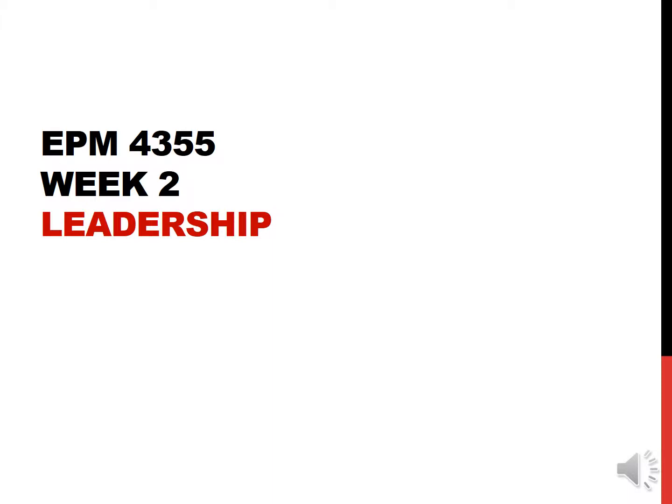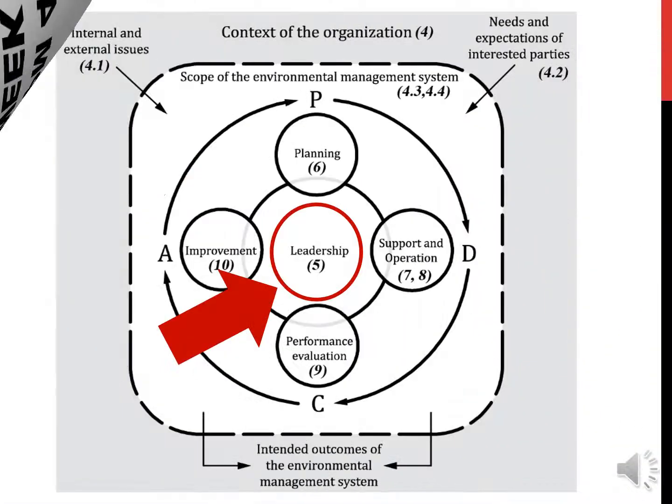This week we're going to talk a little bit about leadership. We go back to our systems diagram, our Plan, Do, Check, Act framework, and the clauses of ISO 14001. Last week we covered some of the issues that help ISO 14001 structure an organization as an open system. We see that the coverage of internal and external issues, the needs and expectations of interested parties, and the scope of the environmental management system establish the context.